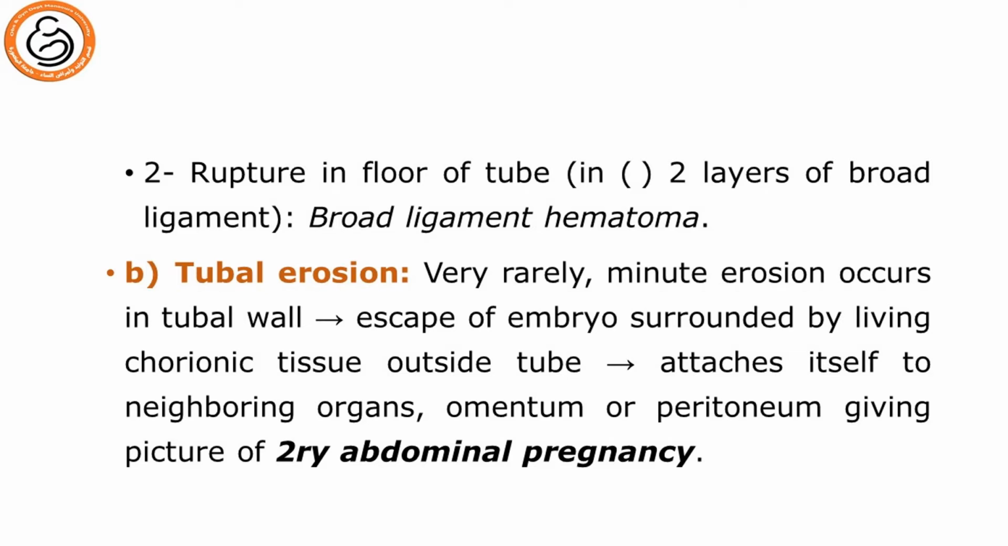Sometimes the rupture is incomplete or slow. This leads to what's called tubal erosion, which very rarely occurs. A minute erosion occurs in the tubal wall and there is escape of the embryo surrounded by living chorionic tissue outside the tube. There will be a new attachment and the embryo will attach itself to the neighboring organs, omentum, peritoneum, giving the picture of secondary abdominal pregnancy.